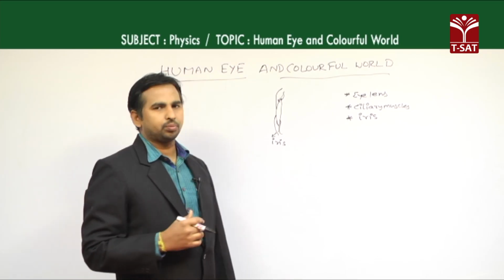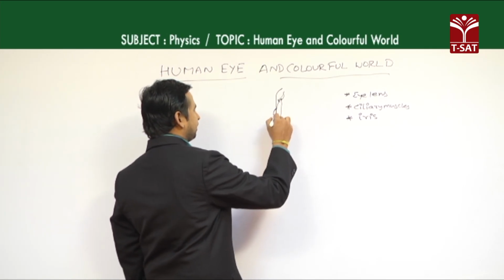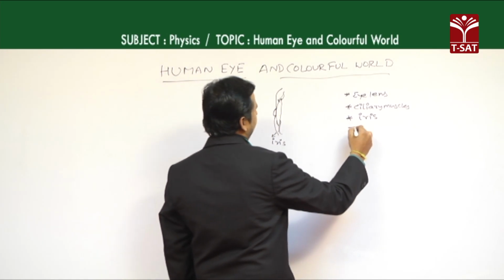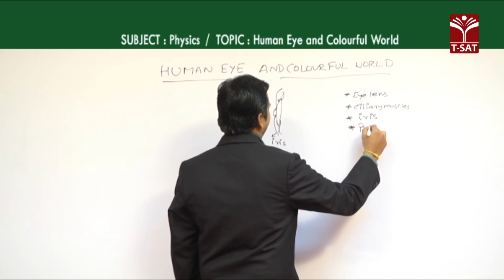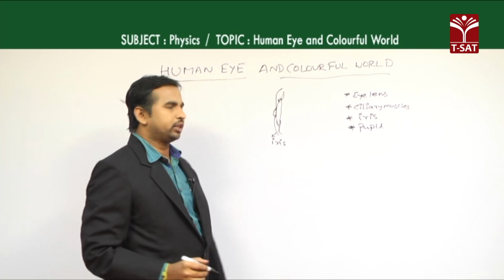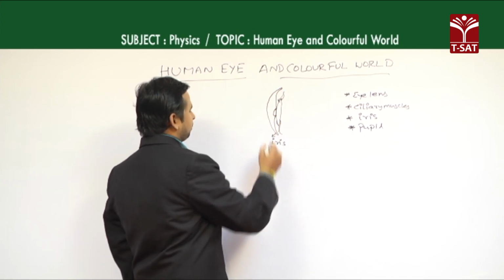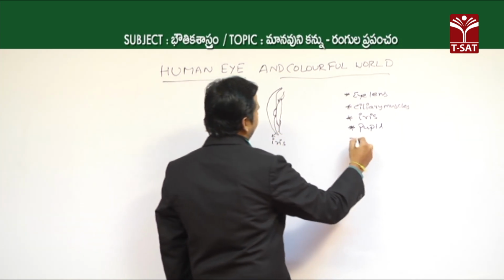Now, the passage where the light rays enter inside is called the pupil. That is the next important part, the pupil. And before this pupil we have a protecting layer, which we call the cornea.